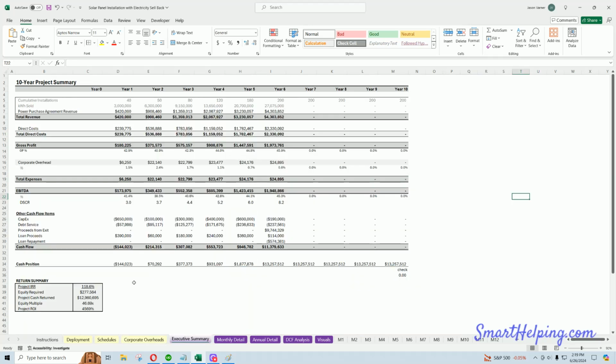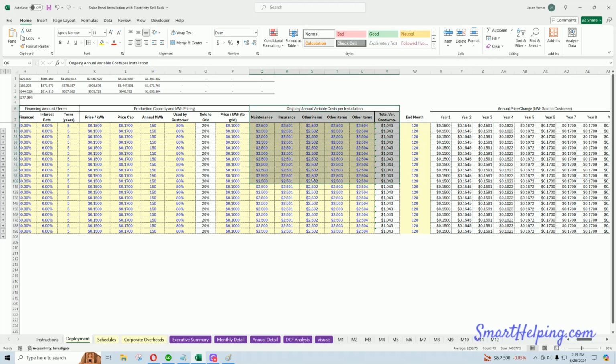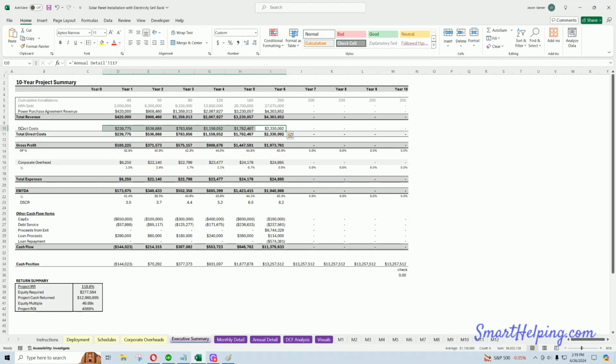Okay, executive summary. Here we can see our annual cumulative installations, how many kilowatt hours were sold, and power purchase agreement revenue, which is selling the energy back to the customer and to the grid if there's excess. Your direct costs, these again are the costs here on the deployment schedule. All of that is represented in these direct costs. You've got your gross profit, corporate overheads, then total expenses, which right now is just overheads, EBITDA, debt service coverage ratio, gross profit margin, and other cash flow items.